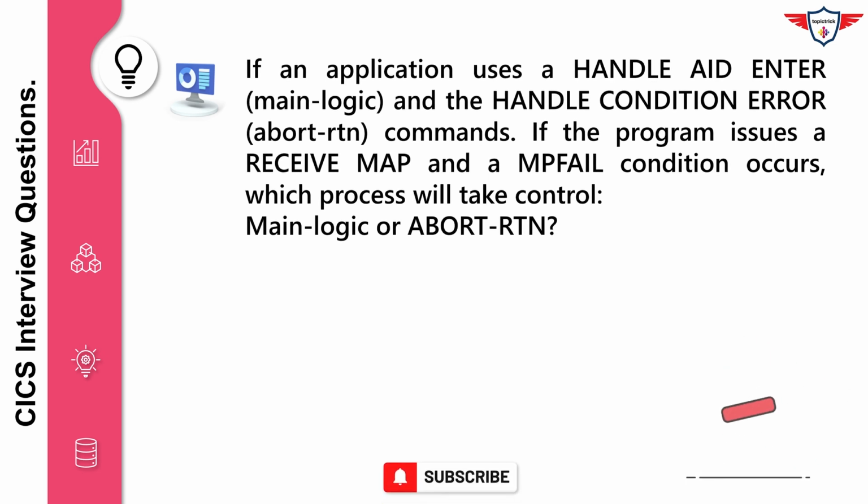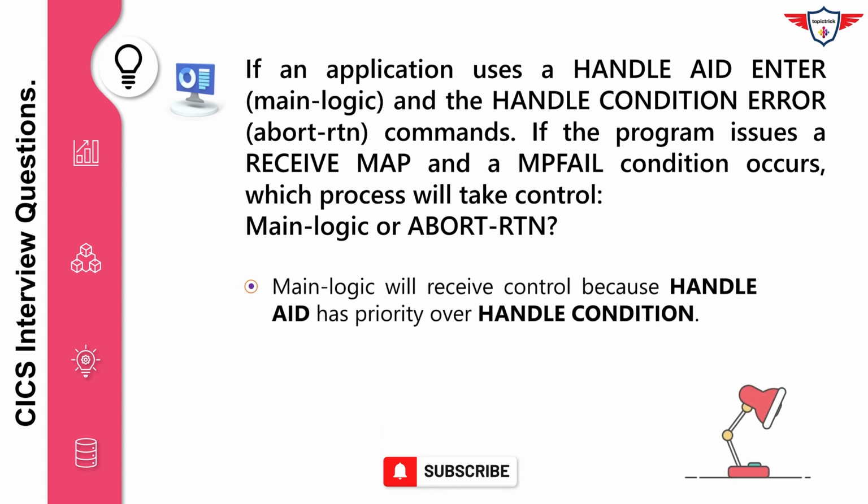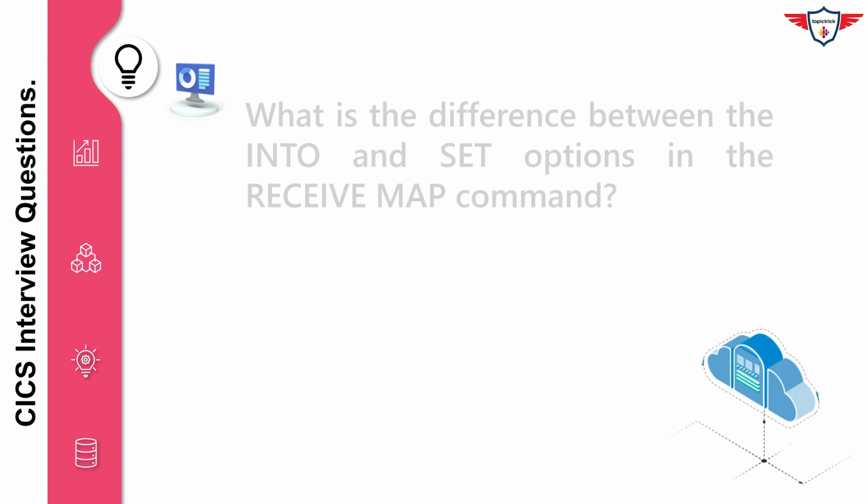If an application uses a HANDLE AID to enter MAIN-LOGIC, and the HANDLE CONDITION ERROR to ABORT-RTN commands, and the program issues a RECEIVE MAP and a FAIL condition occurs, which process will take control, MAIN-LOGIC or ABORT-RTN? MAIN-LOGIC will receive control because HANDLE AID has priority over HANDLE CONDITION.